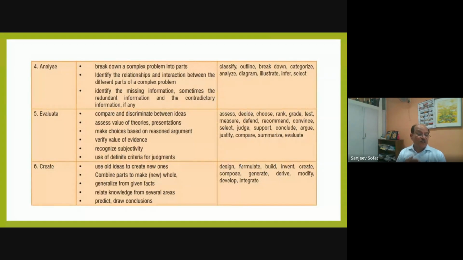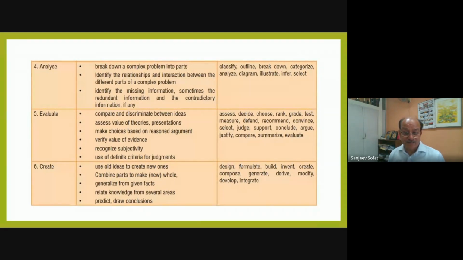In analysis, you break the problem into different components and then try to see what sort of relationships and interactions are there in the question. The verbs which we use are classify, outline, break down, categorize. Then evaluate, compare and discriminate between ideas. Let's say there are 3-4 ideas which are given. You evaluate the ideas. This is what we do once we give a project to the students. We try to evaluate their solutions. In case they are giving me a good solution, that's fine. Otherwise, I have to think about what the solution should look like.